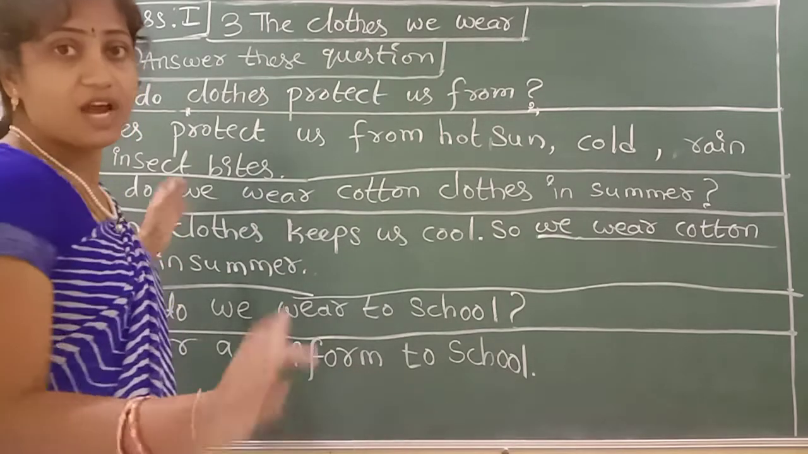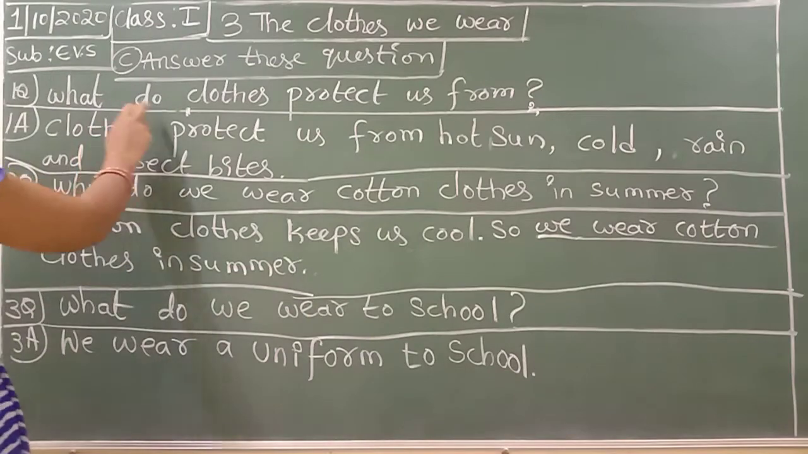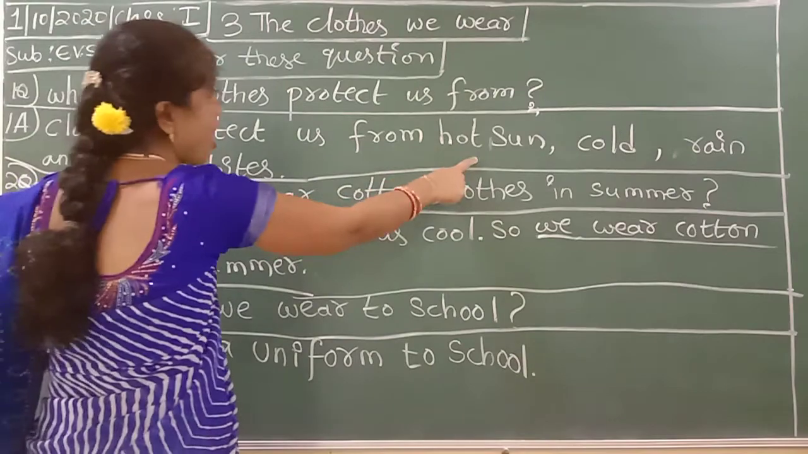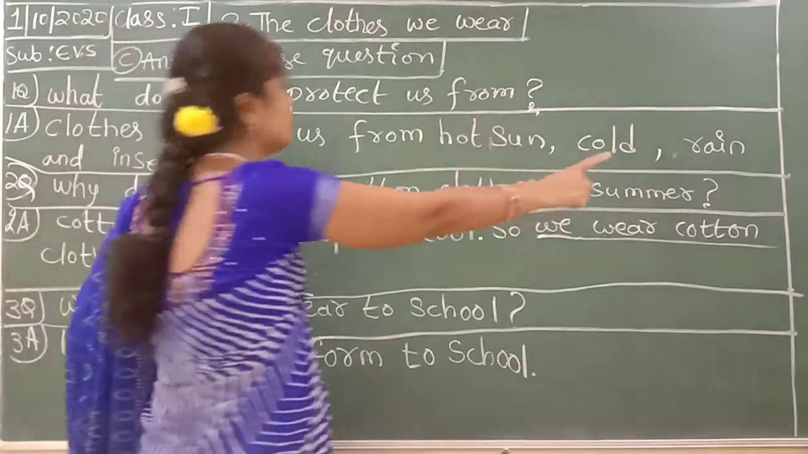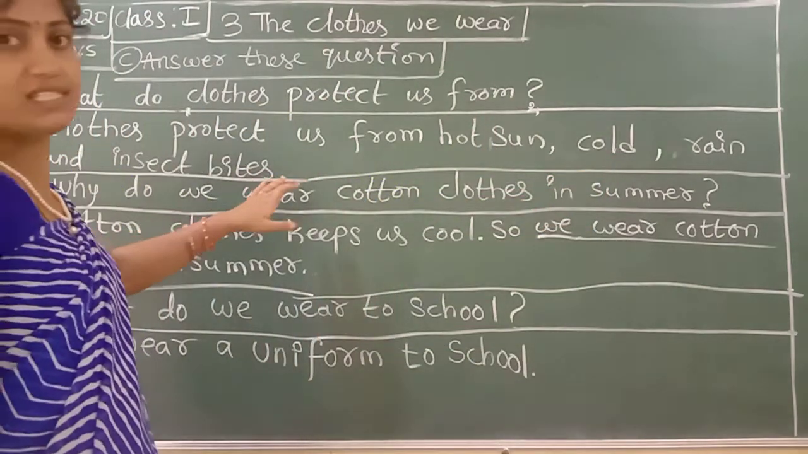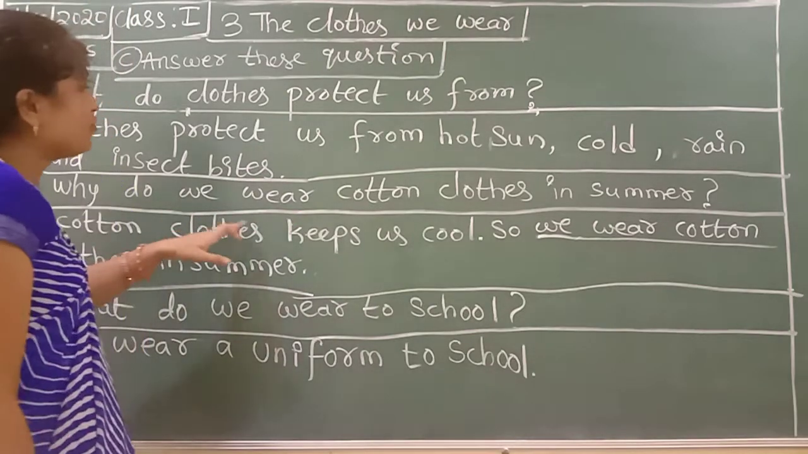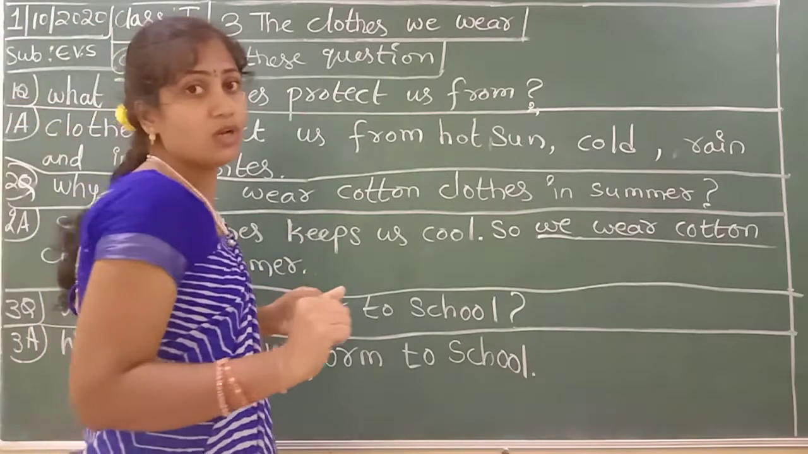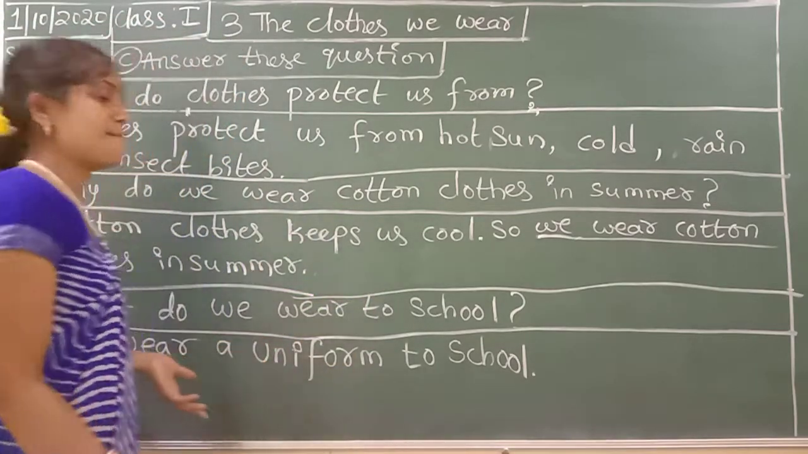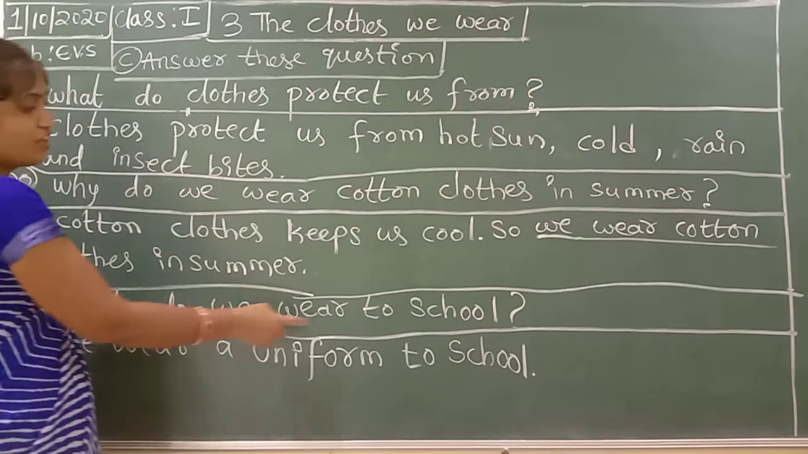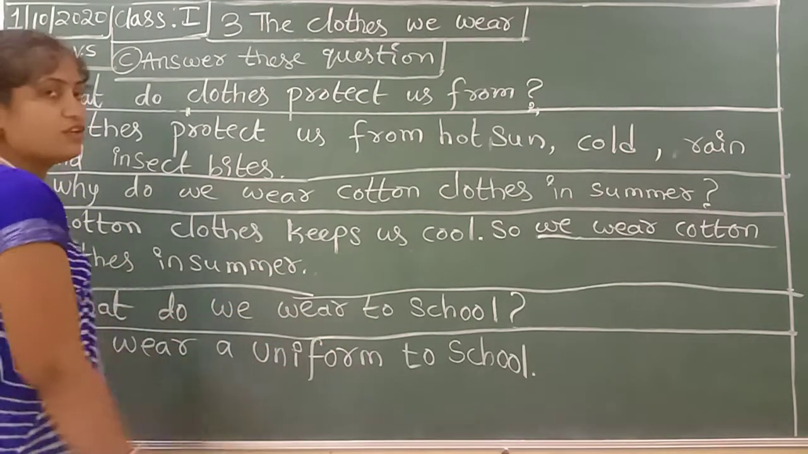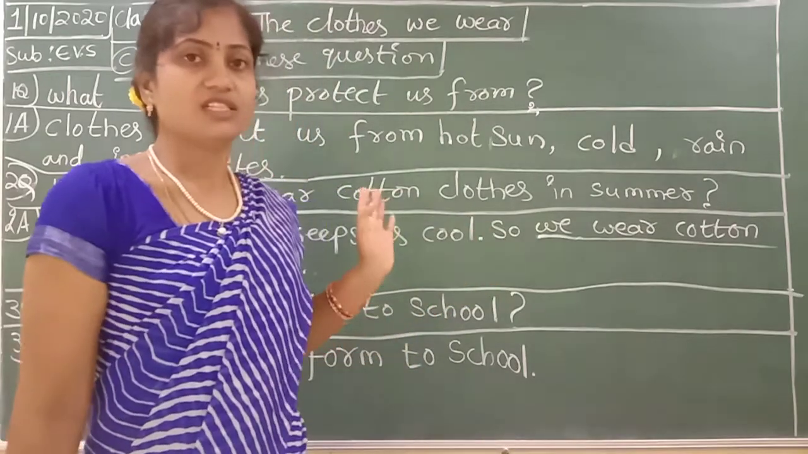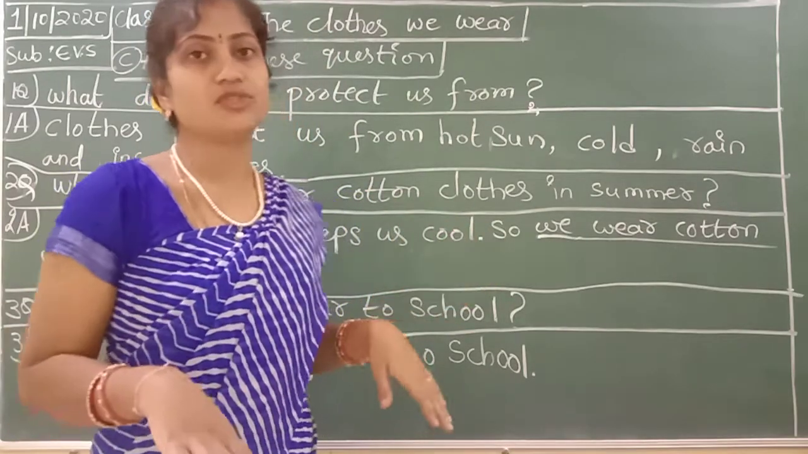Understand, children? Once again, you have to observe these questions. What do clothes protect us from? Clothes protect us from hot sun, cold wind or cold rain, and insect bites. Okay? Why do we wear cotton clothes in summer? Cotton clothes keeps us cool. So we wear cotton clothes in summer. What do we wear to school? We wear a uniform to school. Understand, children? Okay. Just you have to read once again, it will come soon.